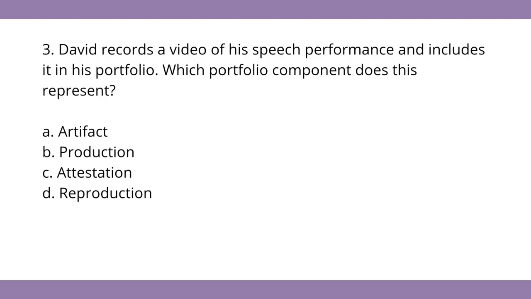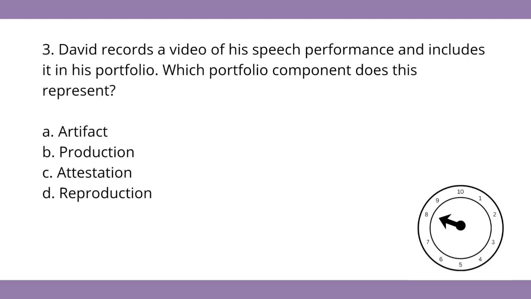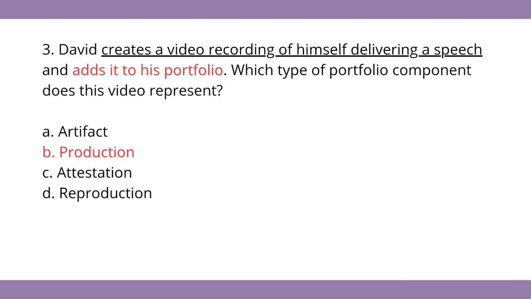Question number 3. David creates a video recording of himself delivering a speech and adds it to his portfolio. Which type of portfolio component does this video represent? Letter A. Artifact. Letter B. Production. Letter C. Attestation. Letter D. Reproduction. The correct answer is letter B.